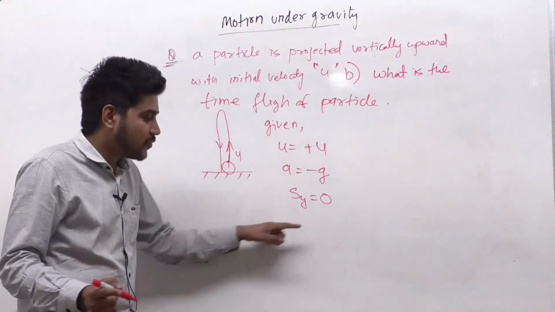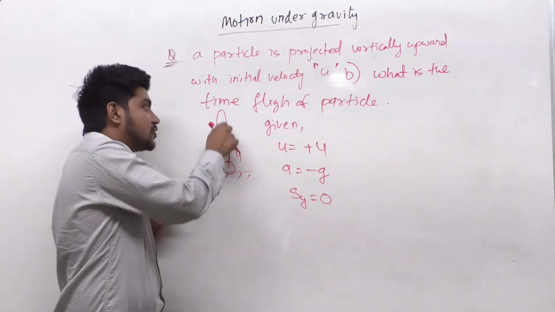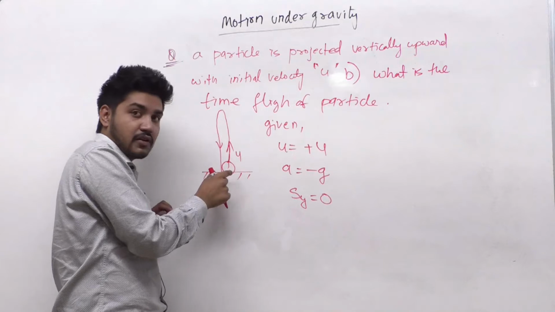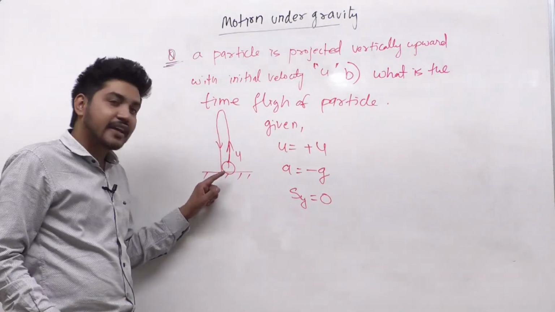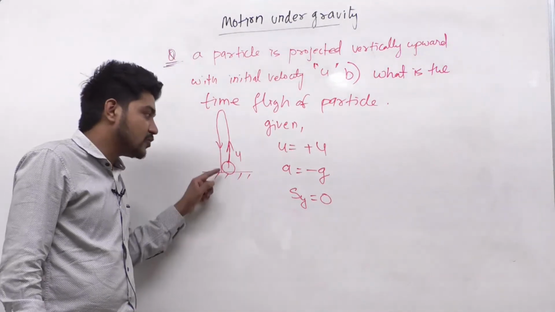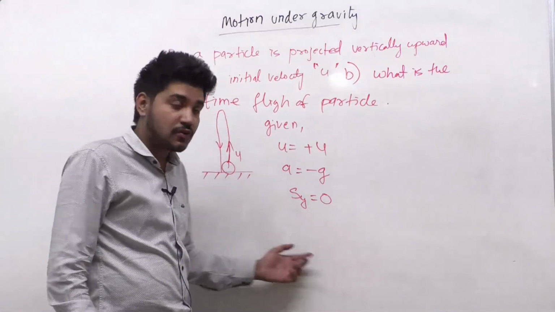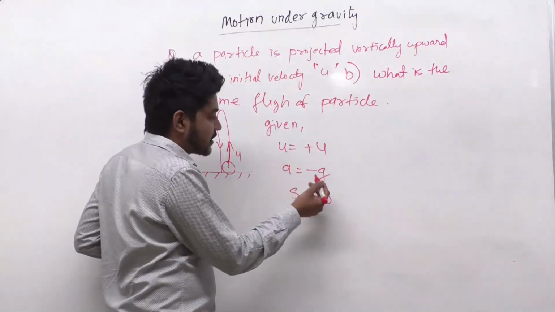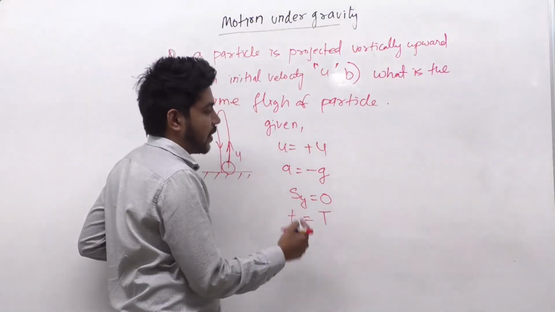Once again I am repeating why displacement along y direction is 0. Once the particle is projected upward, it is again coming to the same point. If it is again coming to the same point, what is the y coordinate of the particle? Initially it was 0 and finally also it is 0. So the net displacement of the particle is 0, right? So initial velocity, acceleration and displacement are given, and we have to find the time of flight, that I have taken as capital T.